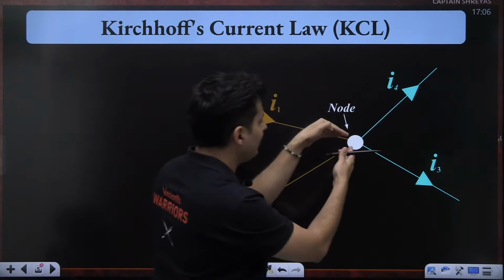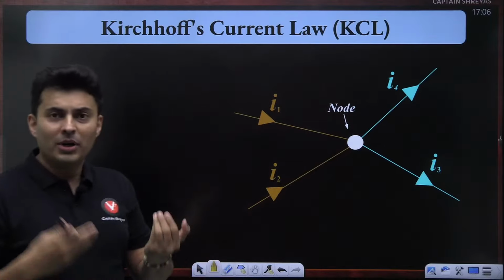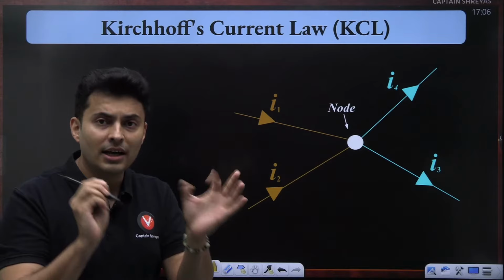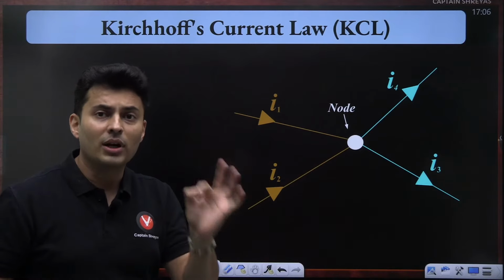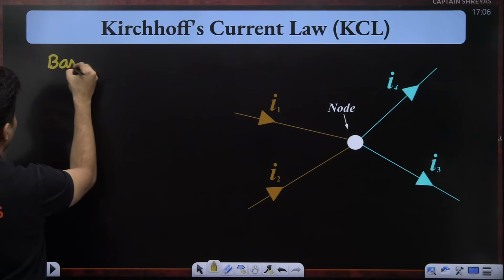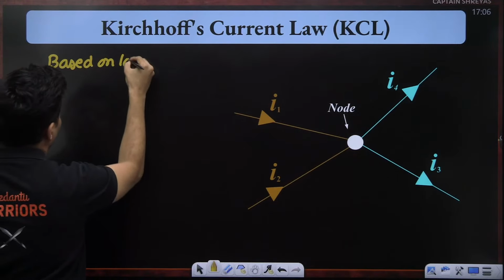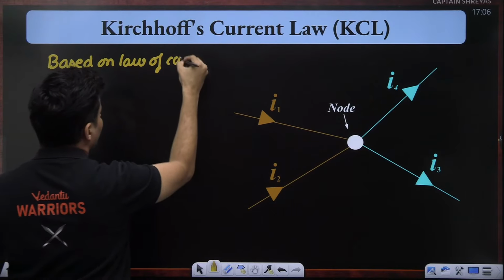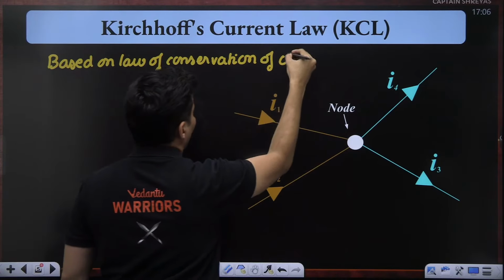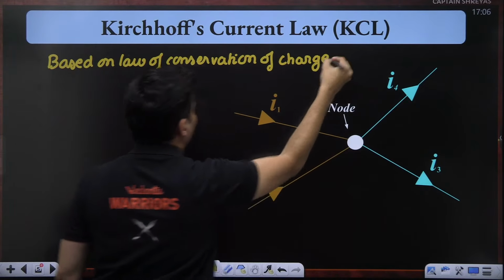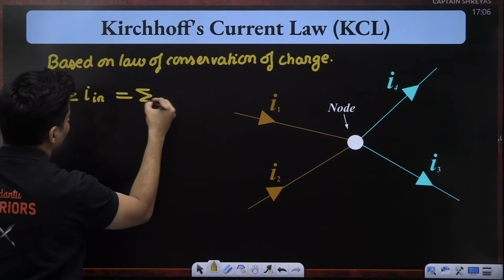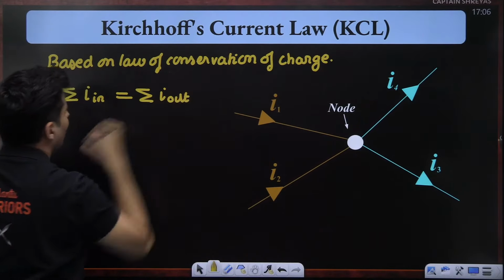So whatever charges enter in should exit out, per unit time. That is basically Kirchhoff's junction rule, or Kirchhoff's current law, or Kirchhoff's law for a node. This law is based on the law of conservation of charge. And it says that the total current which goes inside will be the total current which goes outside.